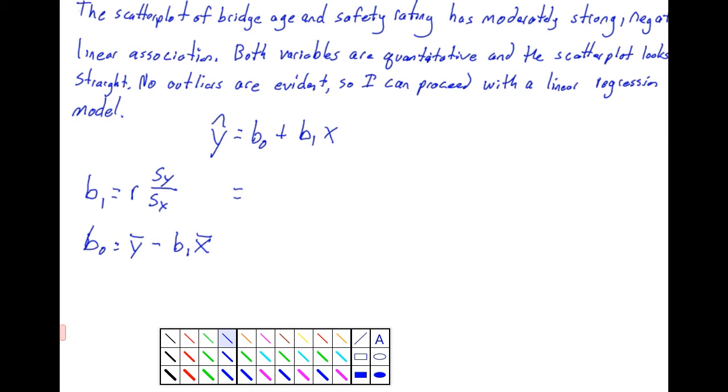So we know our correlation is negative 0.681. The standard deviation, which is given, is 1.0297. The standard deviation of the x variable, or explanatory variable, is 30.75. And when we calculate all this, use a calculator, preserve as many decimal points as you can.